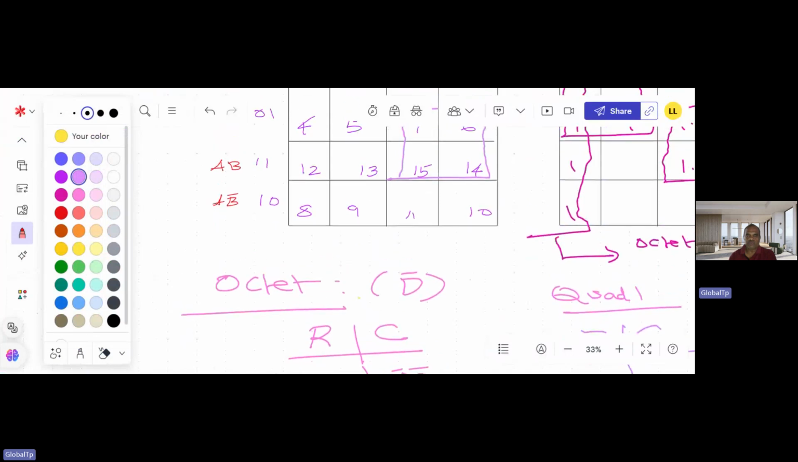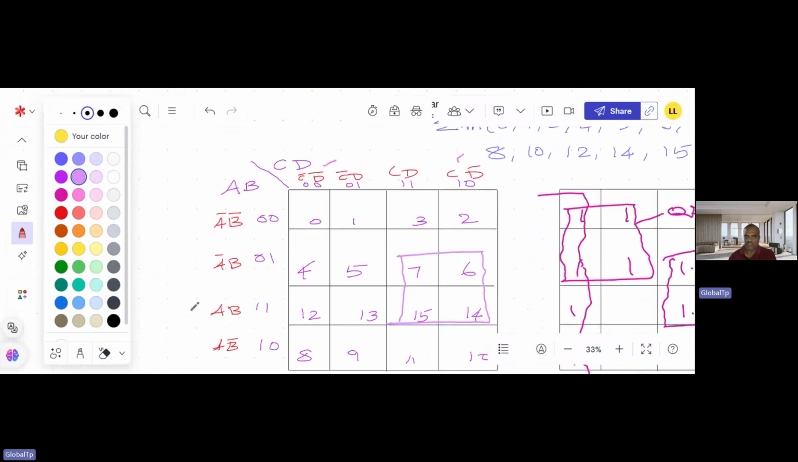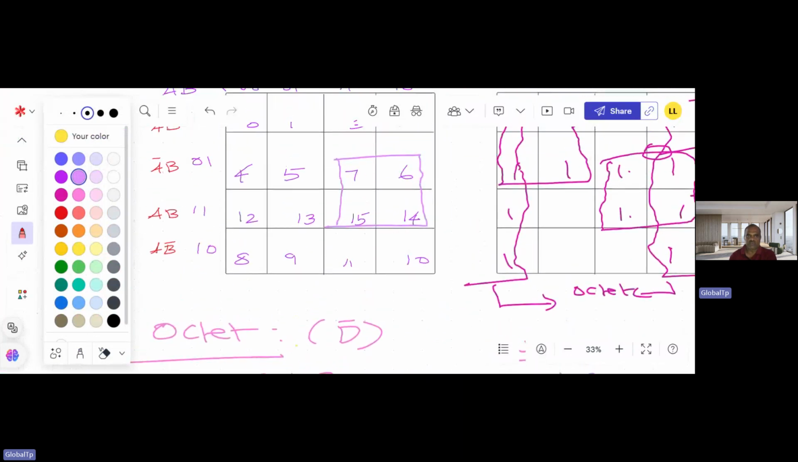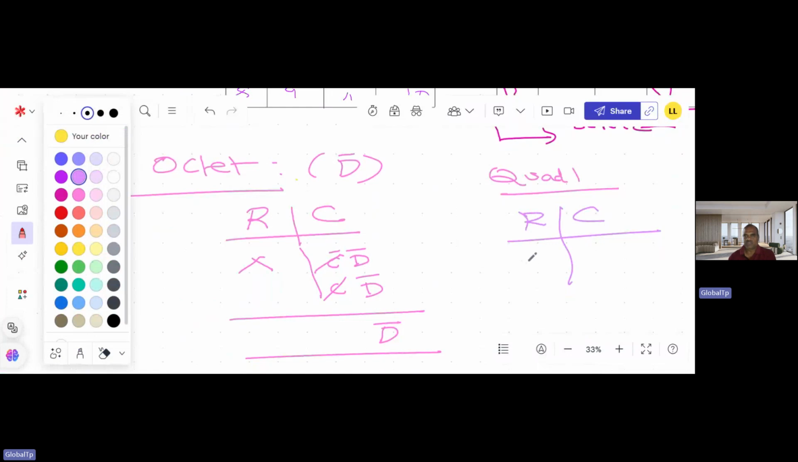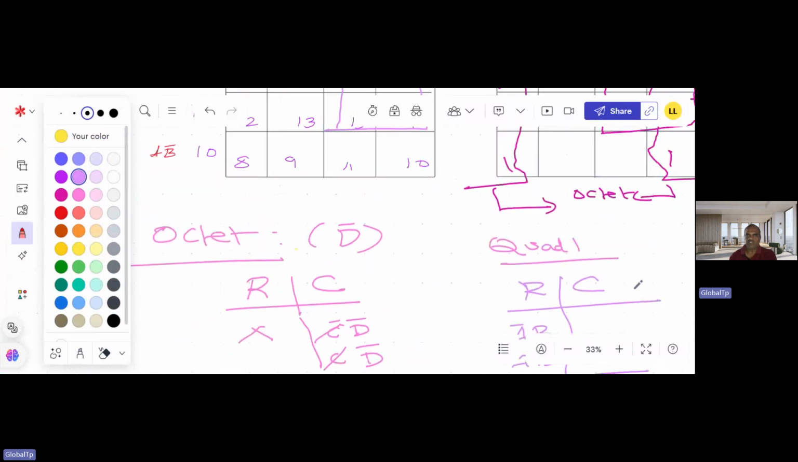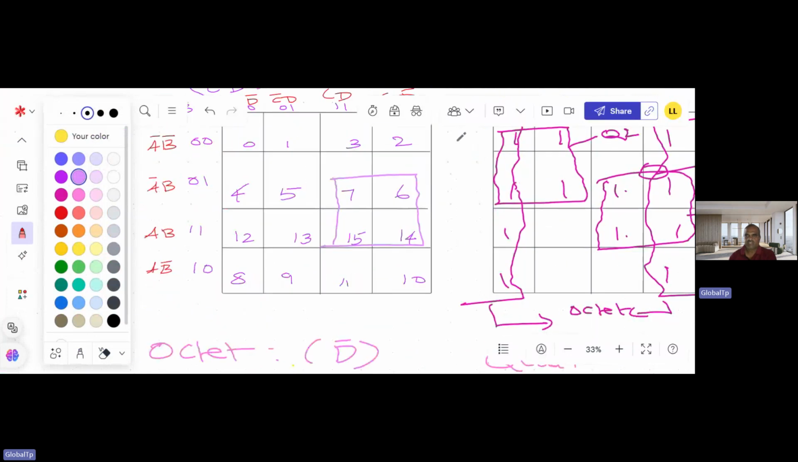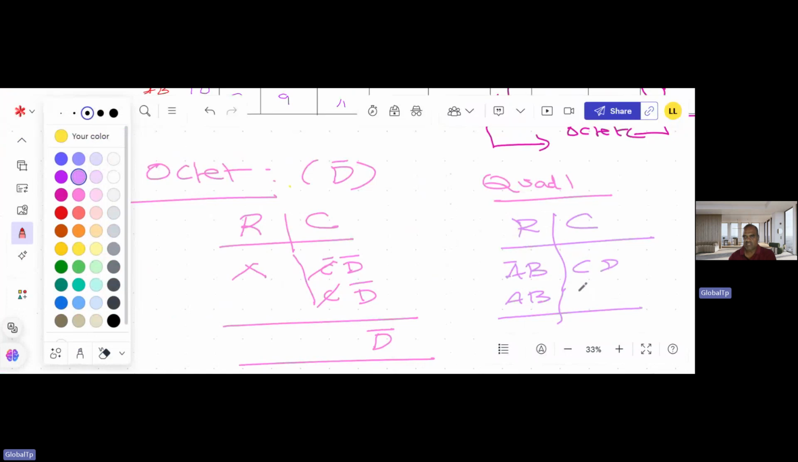If all 4 rows are covered, you should not write them. If all columns are covered, you should not write them either. But here only 2 rows are in action, so you need to write the corresponding contributing rows, A bar B and AB. Similarly, I have to take the corresponding columns, which are CD and CD bar. So I can write CD and CD bar.